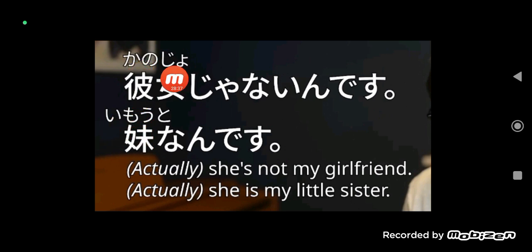So take for example this sentence. Person B is my coworker, and I have to explain to my coworker so that he will not have the misconception. Kanojo is "she," referring to my younger sister. Kanojo janain desu. You see the n here? I inserted n before the desu. Kanojo janain desu. A feeling of "I want to explain." Imoto nan desu. Actually, she's not my girlfriend, but actually, she's just my little sister. Kanojo janain desu. Imoto nan desu. So that they will not have the misconception.